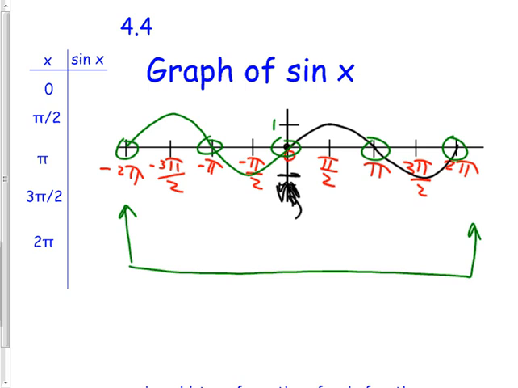Anyway, this should be at 1 and negative 1. So that's at 1, that's at negative 1. So you'd think that they would number it the same way, but they don't. All right. So there's your graph of sine, and cosine would look a lot alike.